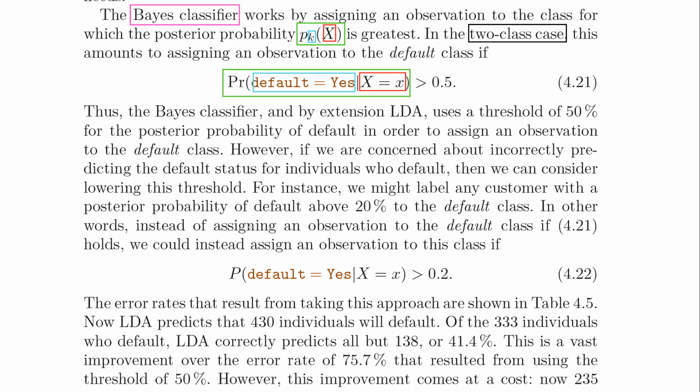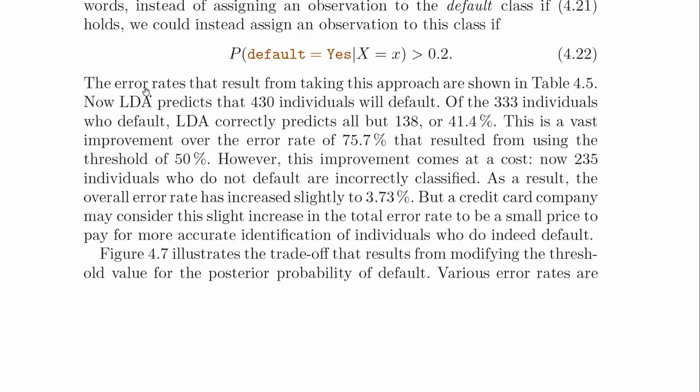In other words, instead of assigning an observation to the default class if 4.21 holds, we could instead assign an observation to this class if the probability that default is equal to yes, given that X is equal to x, is greater than 0.2. The error rates that result from taking this approach are shown in table 4.5.